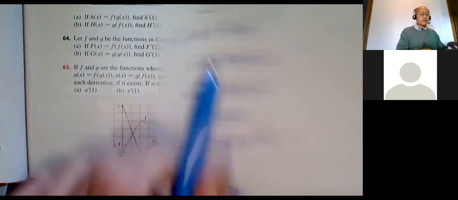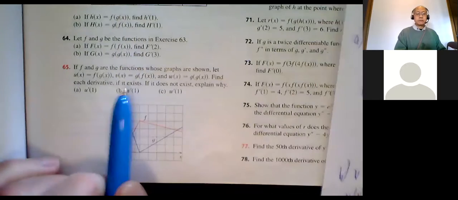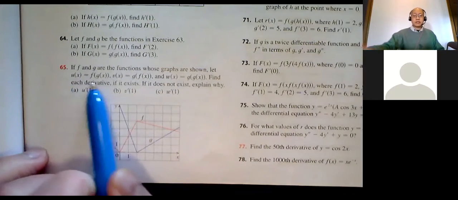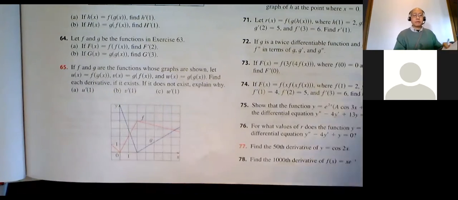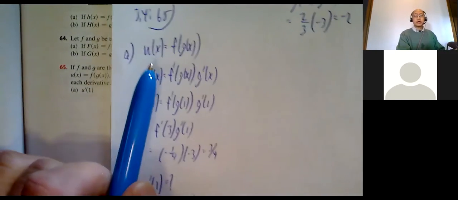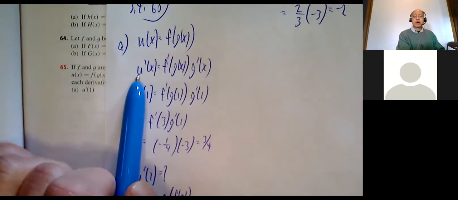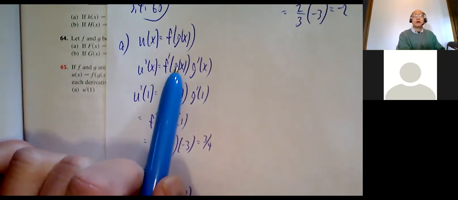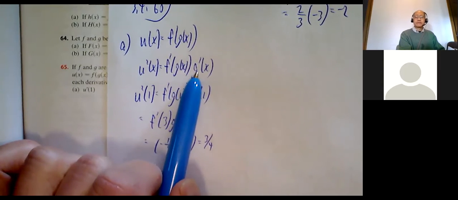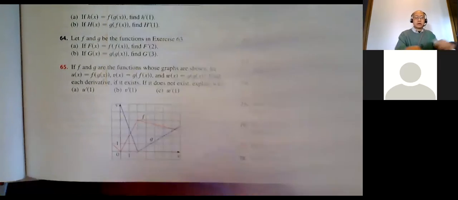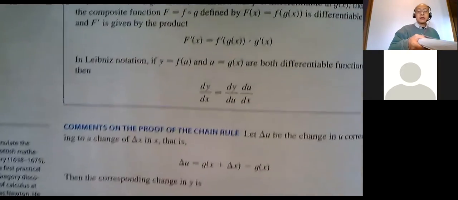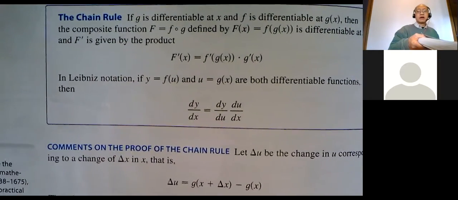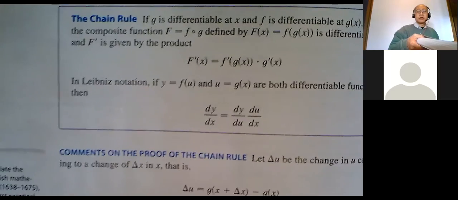Okay, so 3.4 number 65, part A. u of x is f of g of x. So all of these involve a derivative. The way the chain rule works is if u is f of g of x, u prime of x by the chain rule is f prime of g of x times g prime of x. That's the way the chain rule works. This is a direct application of the chain rule way back over here on page 198. Capital F prime of x is little f prime of g of x, g prime of x. All right, put that in your next formula sheet.